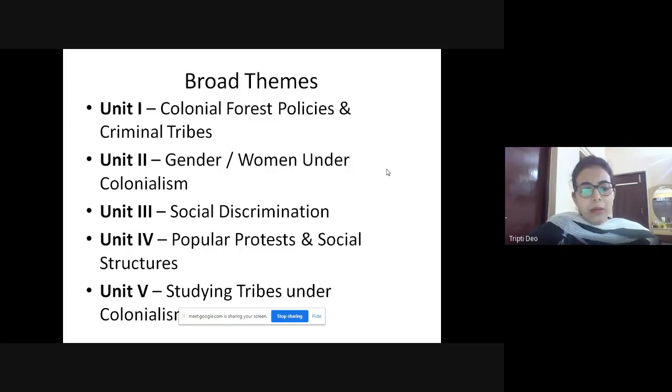I'll be spending about 20 minutes on this, and I'll study this unit particularly in detail. Unit 2 is on gender aspects, women under colonialism. Unit 3, social discrimination. Unit 4, popular protests and social structures. And unit 5, studying tribes under colonialism. Units 2, 3, 4, and 5, I'll take up briefly, not in as much detail as unit 1.